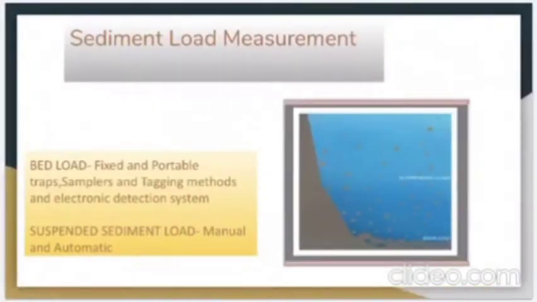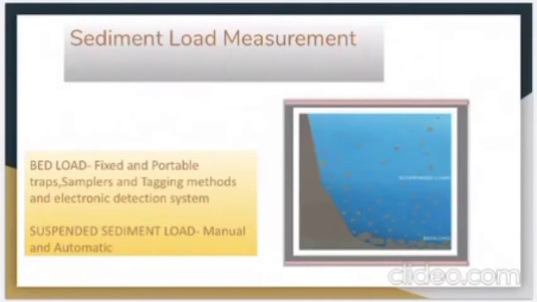Hi, I'm Afzal. I'm introducing some related terms regarding reservoir sedimentation and control. The first one is sediment load measurement. For both practical purposes and field research, the sediment load of a river is usually divided into finer suspended load and a coarse bed load.